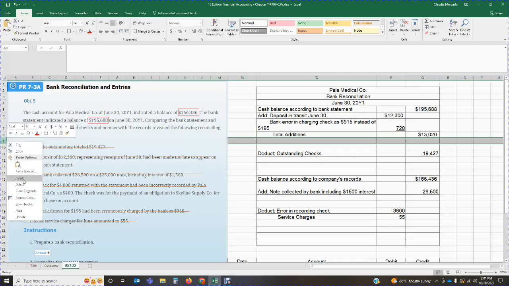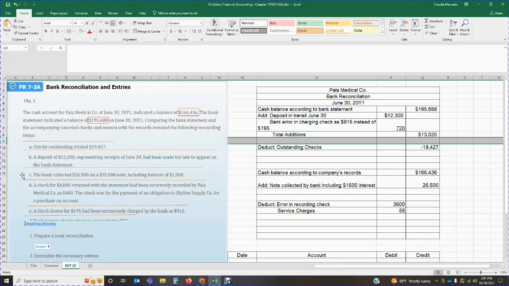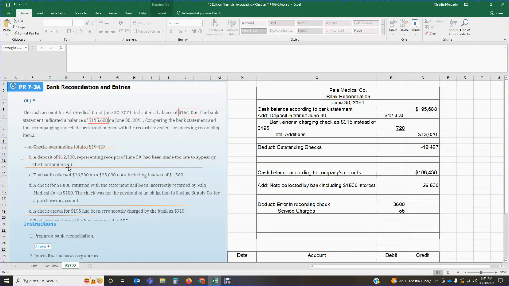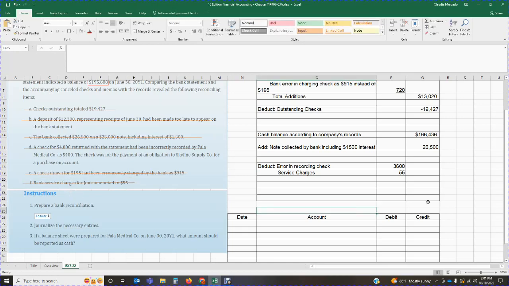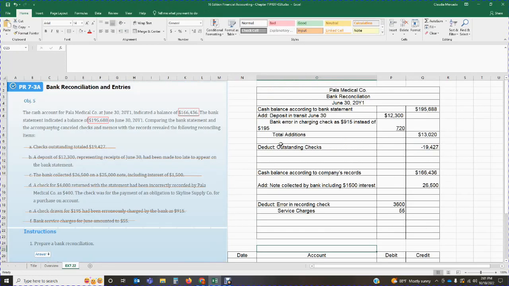Okay, let me delete this. That way we don't have too much dead space. And that just moved over here, but that does not really matter. This is just to keep track of the items that we've used up. So now we have our outstanding checks. Now we can figure out our adjusted balance.